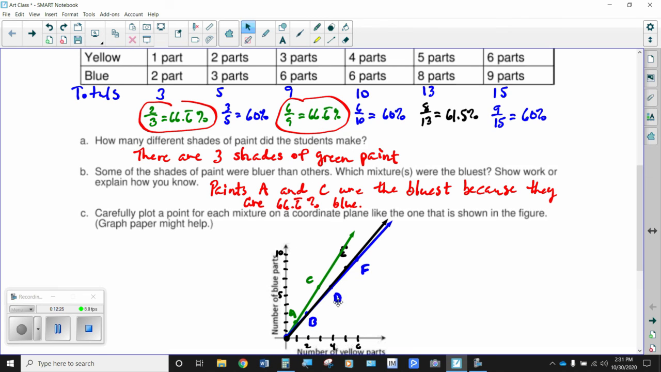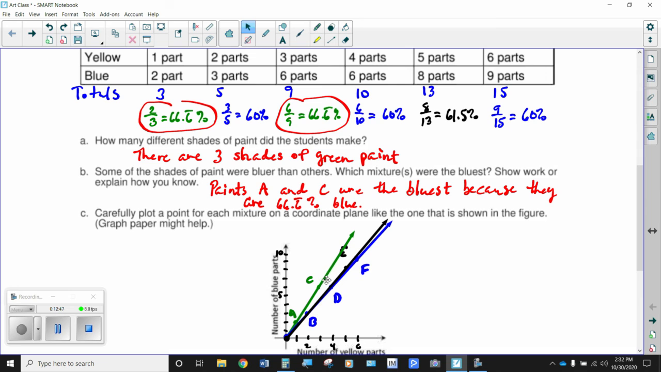Then look at points D, B, and F. What do you notice about all of them? They all have the least concentration of blue paint. They are 60% blue paint and 40% yellow, and they all fall on the same line. And then there's only one paint that was 61.5%. Notice how it's a little bit above the blue line, but less than the green lines.